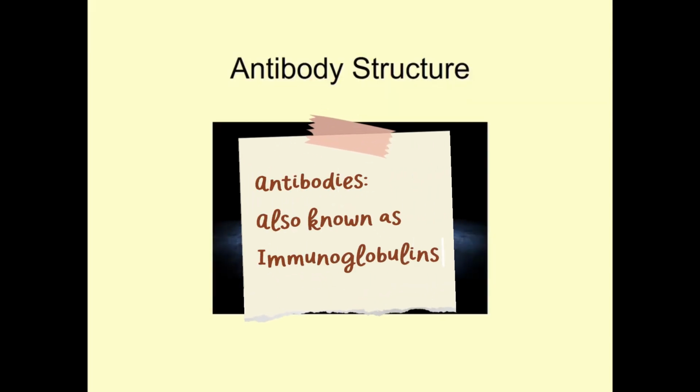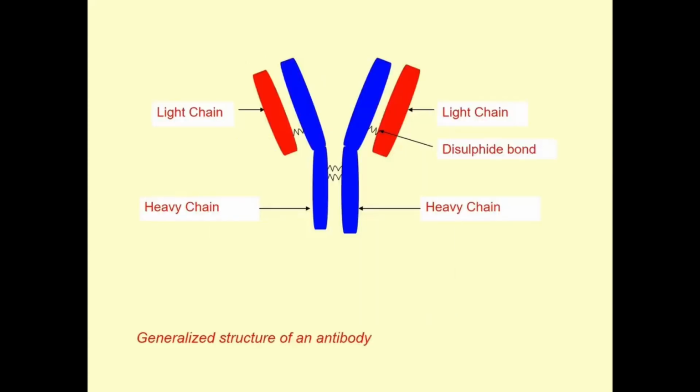Antibodies are also known as immunoglobulins. Immuno meaning that they're part of our immune system, and globulin because they're globular proteins. These antibodies bind to foreign substances or pathogens that might enter our system, and they mark them for destruction or removal from our body. Let's take a look at the structure.